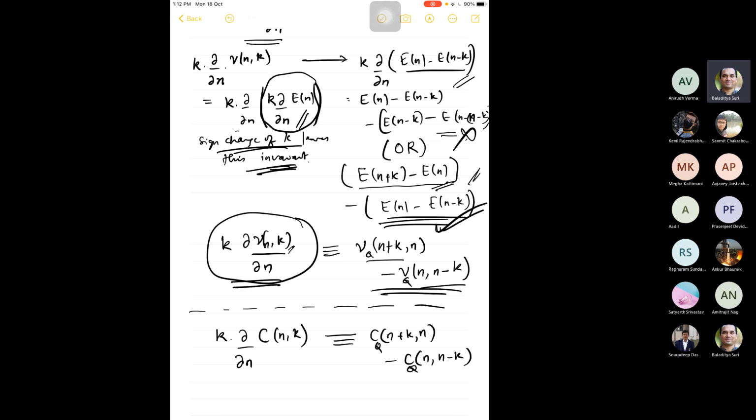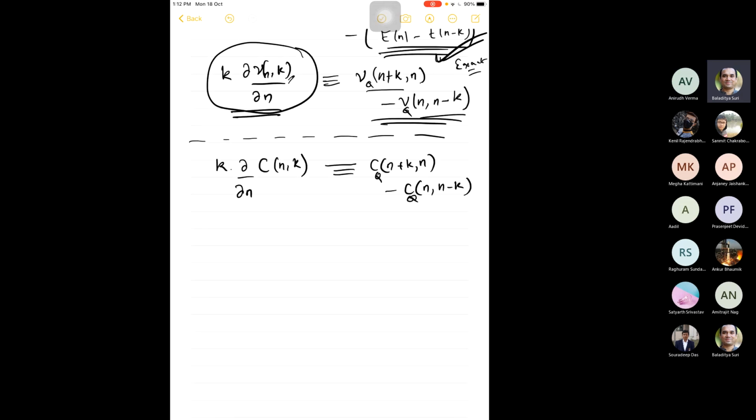Is that clear? In the quantum formula, you cannot take derivatives. These are purely differences. But for large n, these differences will become derivatives. That's just a mathematical property for large n. But this formula is exact. Is that clear, Anirudh? Yes, sir. All right.